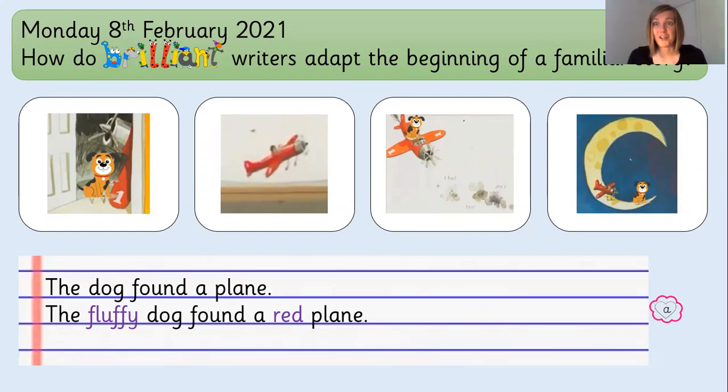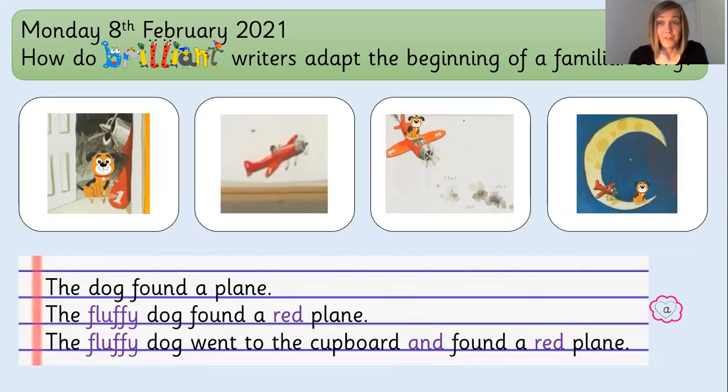Or are you going to show off even more and give me more information by using the word and? Have a look at this one. The fluffy dog went to the cupboard and found a red plane. I've told you what the dog looks like and where he was, and I've told you what he's found. So I've really showed off in that sentence and used adjectives and a conjunction, the word and.